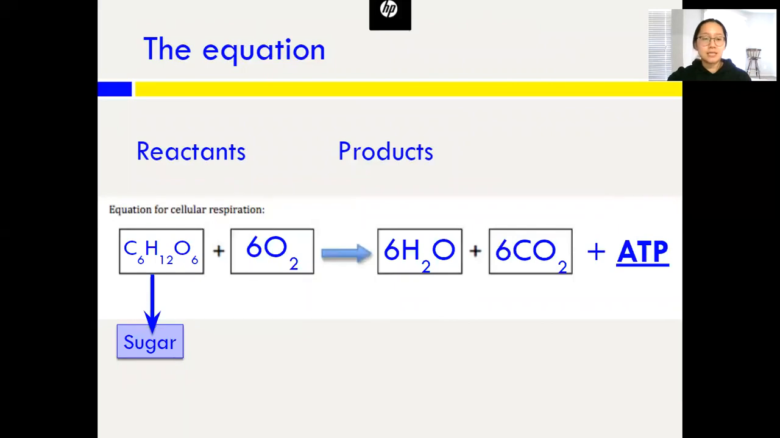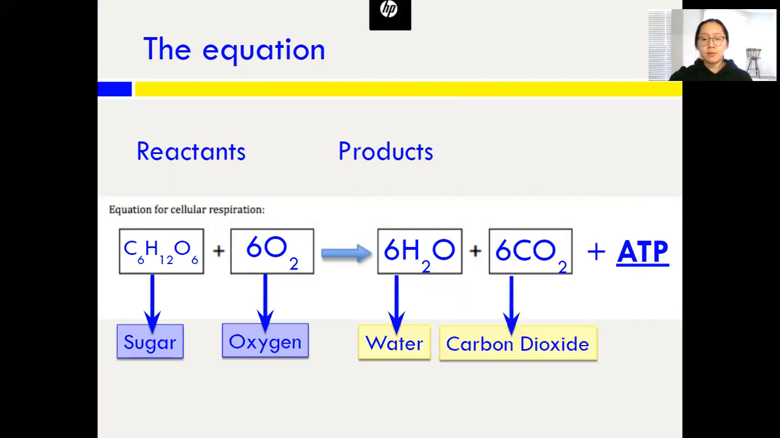So again, C6H12O6 is sugar or glucose. O2 is oxygen. H2O is water. And CO2 is carbon dioxide. But the main star of the show is ATP that's being produced.